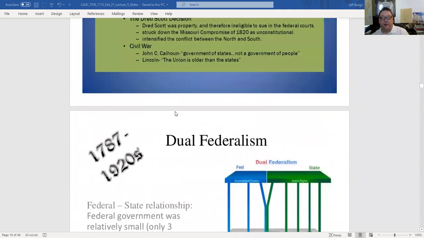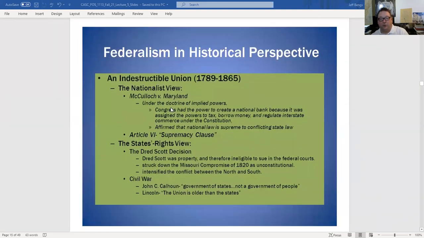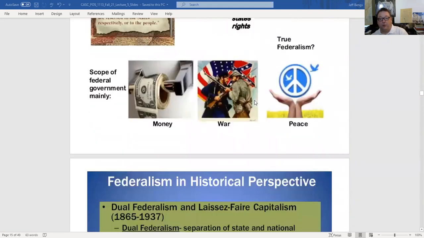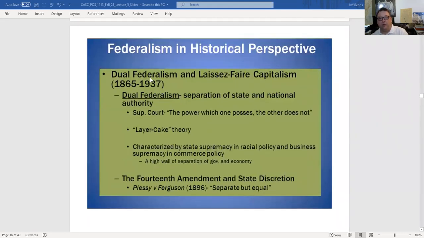So I told you up here that dual federalism is your first big point, A. Number 1 is an indestructible union. Number two then is dual federalism and laissez-faire capitalism, 1865 to 1937. So this is sub point number 2 underneath main point A. Dual federalism and laissez-faire capitalism.